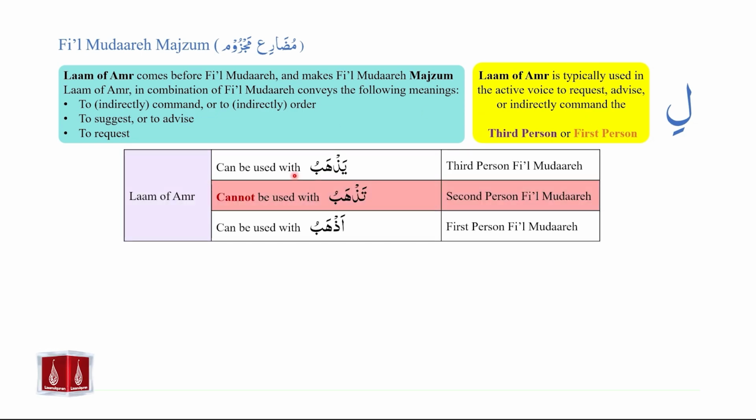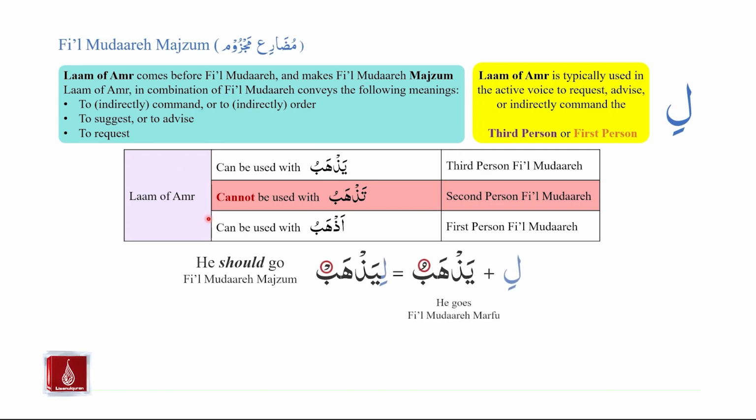Laam of Amr can be used with yazhabu. Yazhabu is an example of a third person fi'il mudari. Laam of Amr can be used with azhabu. Azhabu is an example of a first person fi'il mudari. Laam of Amr cannot be used with tazhabu. Tazhabu is an example of a second person fi'il mudari. So the important thing to remember about laam of Amr is that it can be used with the third person and it can be used with the first person.